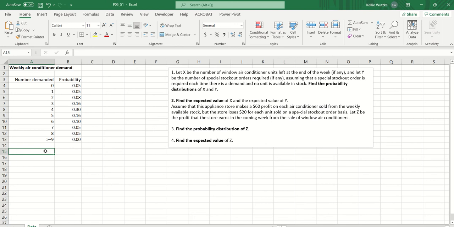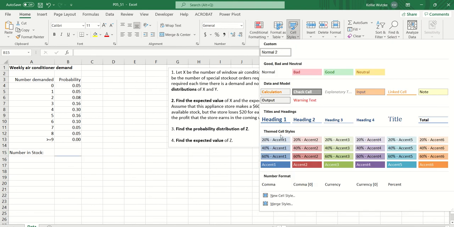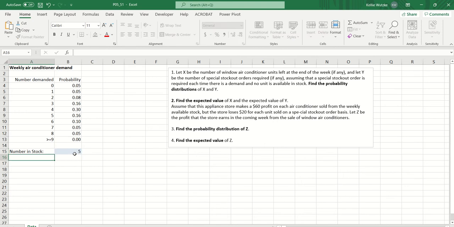Before we panic at this question, we'll just take it one step at a time. We know we're going to need to calculate the number of units left at the end of the week and then the number of stockout orders required. One thing we might as well do now is create a variable called number in stock. This could change, right? We could decide every week to order more or less. So this is an input, and we could format this cell as an input. We'll make it maybe light blue. And right now that number in stock is 5.